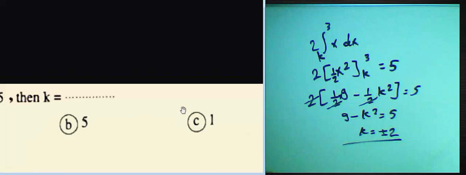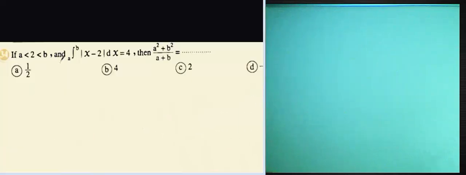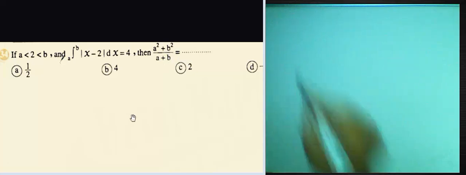Choose letter D about this question, okay? If a is less than 2, less than b, and the integration of this absolute value determinant from a to b equals 4, then (a power 2 plus b power 2) over (a plus b) equals what? Okay, look at this determinant here.